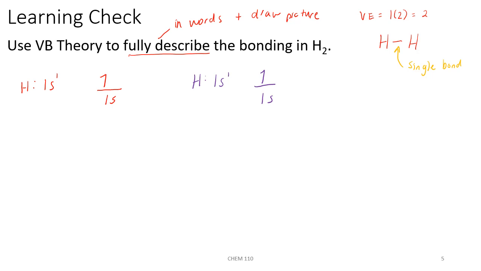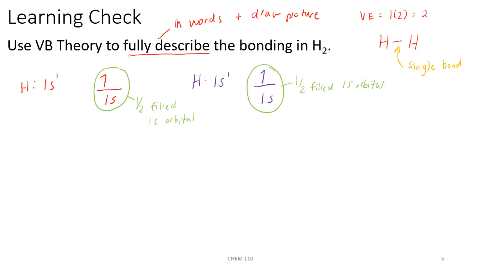Valence bond theory says that it's important to have half-filled orbitals overlapping so that when the electrons come together, their spins can become paired. So here we have one half-filled orbital. So we have a half-filled 1s orbital to be specific. And here we have another half-filled 1s orbital on our other hydrogen atom.